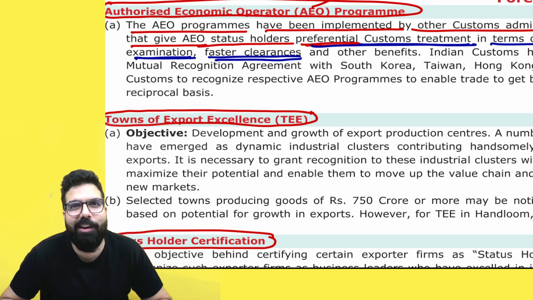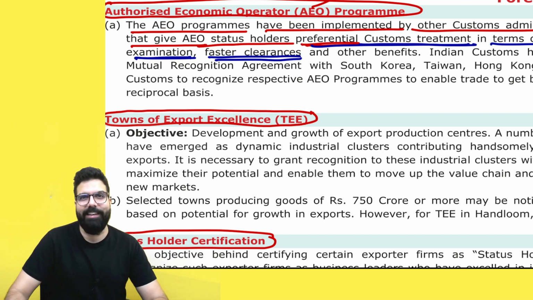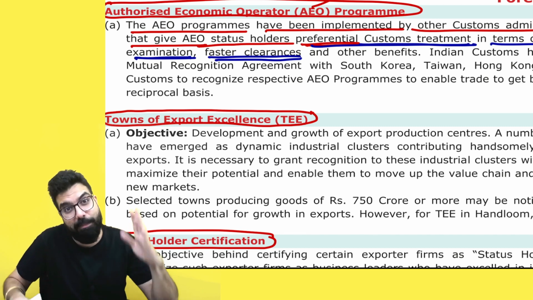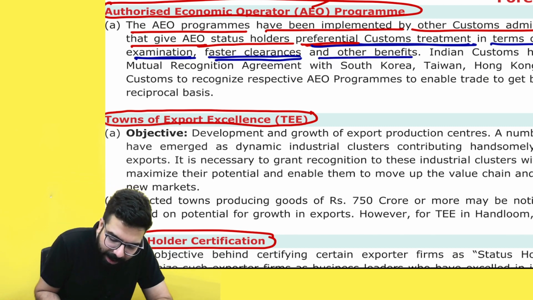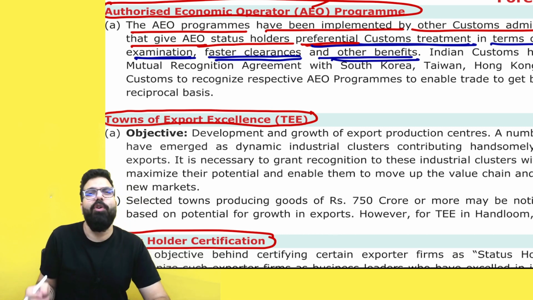Also, for authorized economic operator tier 2 and tier 3, they have launched a deferred payment facility. Yes, sir, a deferred payment facility is there. Clear first, pay later. Then, sir, other benefits also will be given. There are other benefits also which will be given because you are now a trusted partner of the Indian customs.